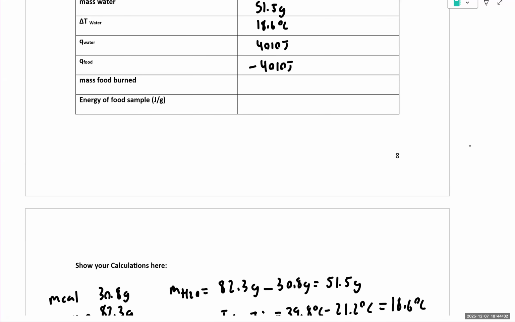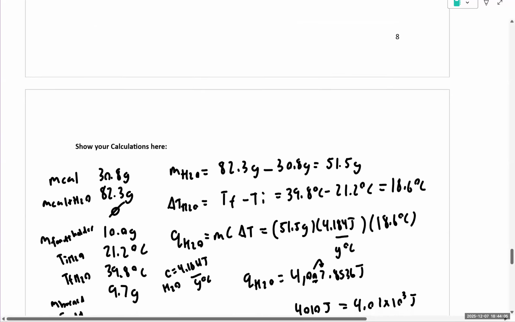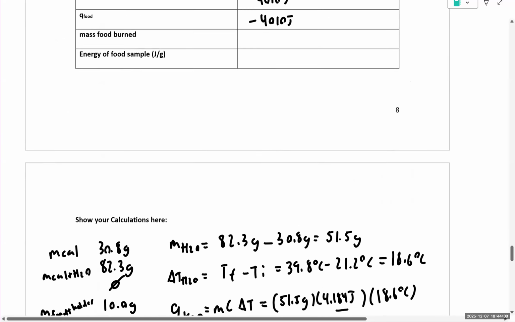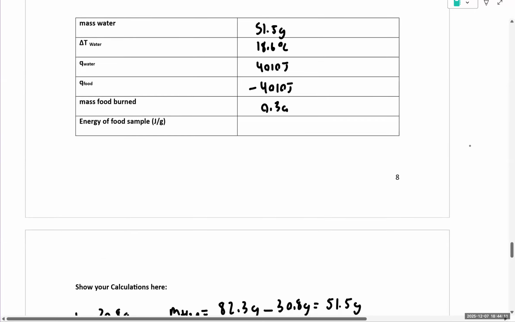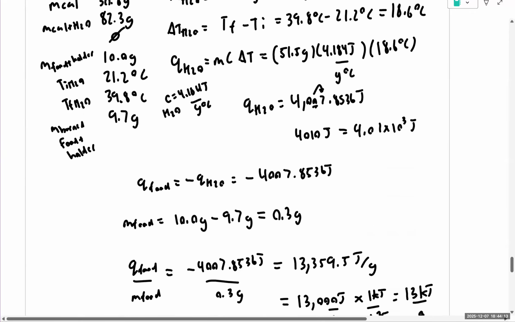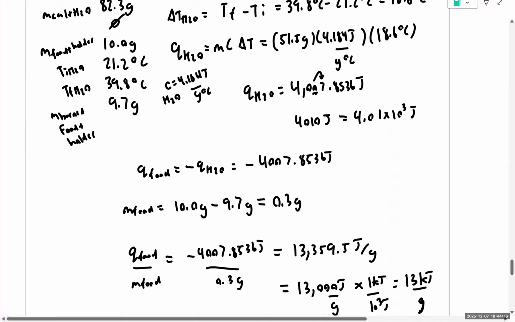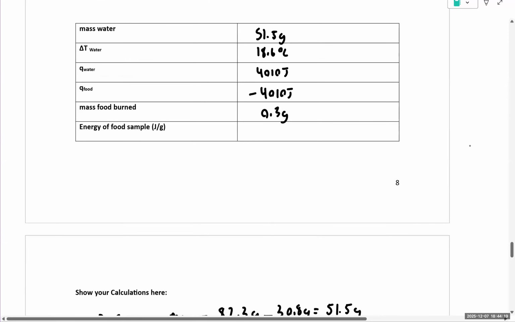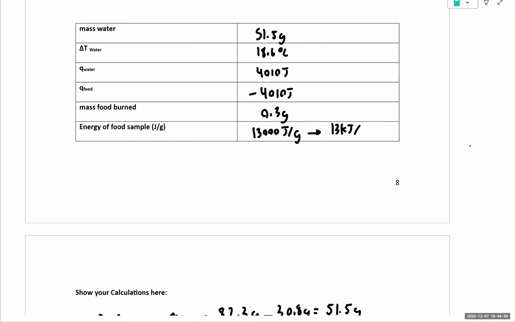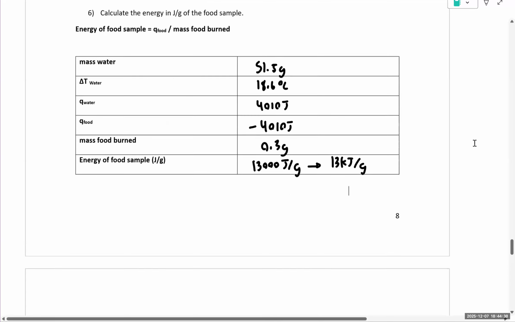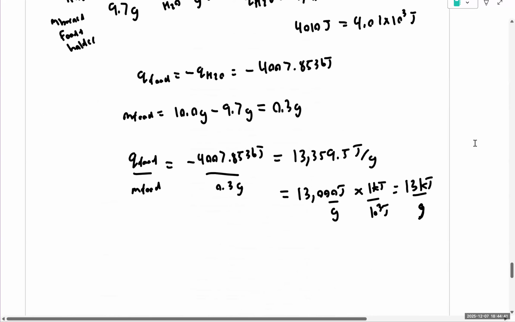negative because heat's released. The mass of food burned is 0.3 grams. And the energy of the food sample in joules per gram is 13,000 joules per gram, which in turn is equivalent to 13 kilojoules per gram of food sample burned. Wonderful. So with that, we've completed the calculations for this part of the lab.